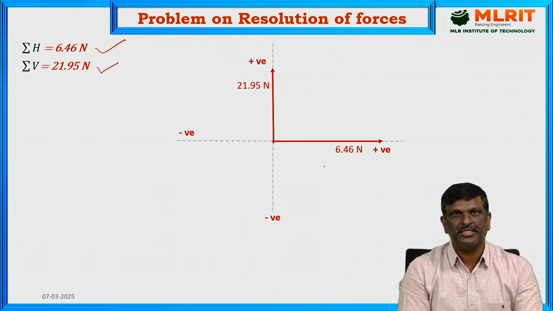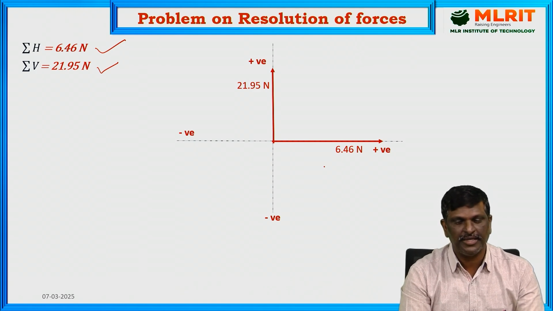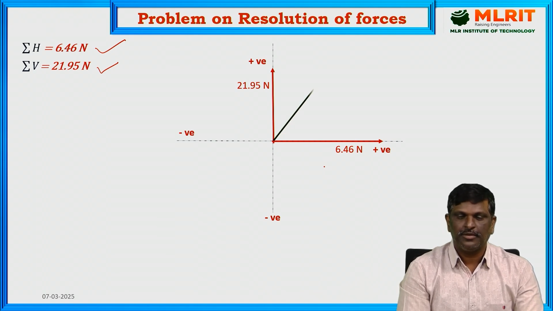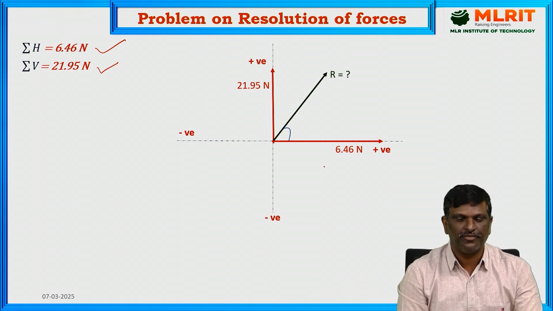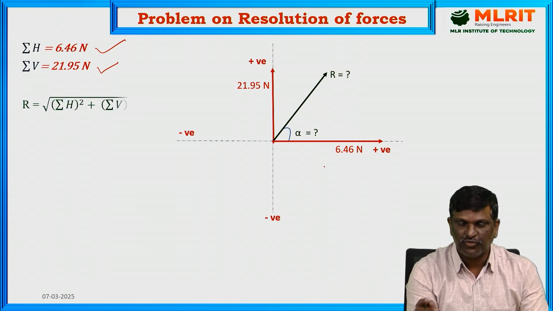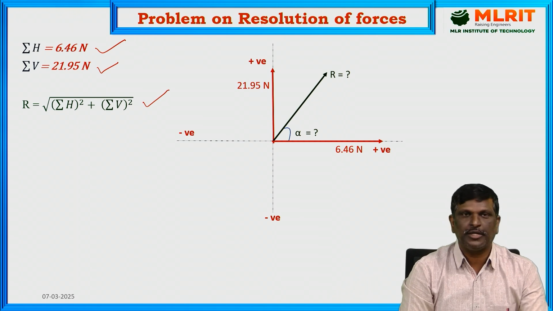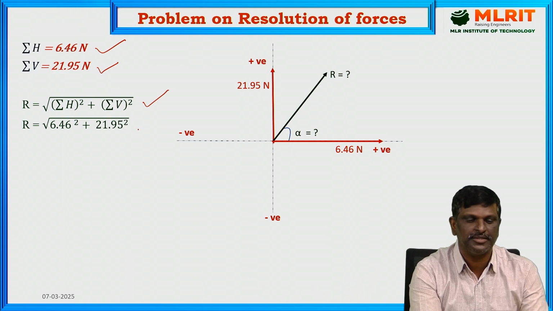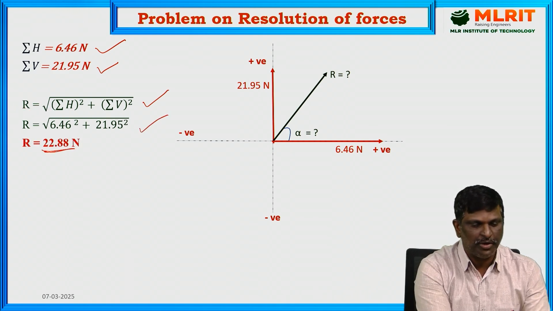Now let us find the resultant for these two forces. We know the formula for finding the resultant of two forces acting at right angles to one another. R is the resultant and alpha is the angle made by the resultant with one of the forces. The formula is R equal to under root sigma H square plus sigma V square. Substitute the values of sigma H and sigma V in this equation. We'll get the resultant 22.88 newtons.